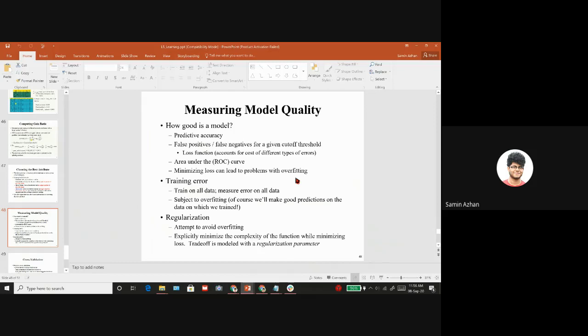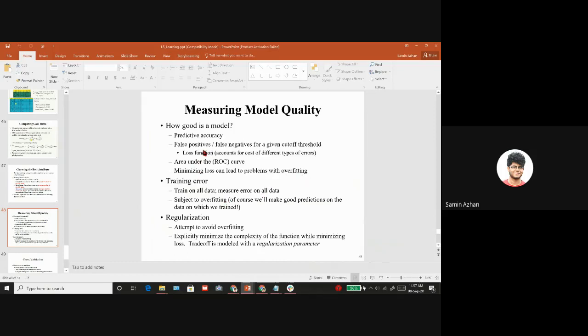After you're done creating a model, in this case the decision tree, we need to calculate the accuracy, how well the model performs. So how good is the model? We have to calculate the predictive accuracy. We have to see the false positives and the false negatives. We have to try and minimize the loss for overfitting.